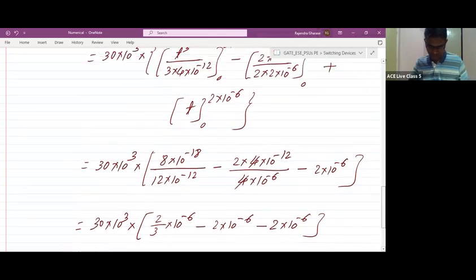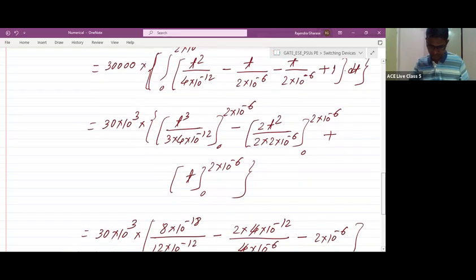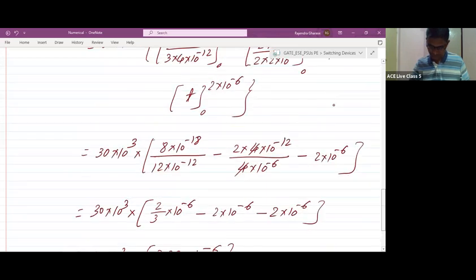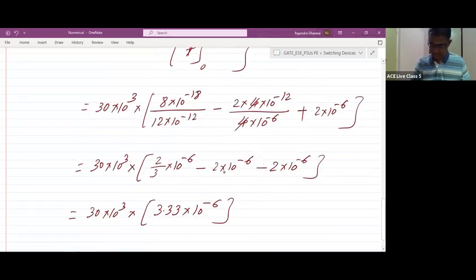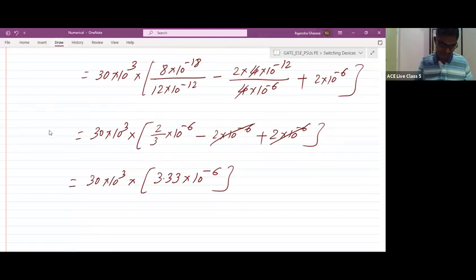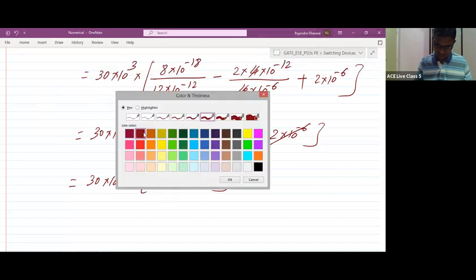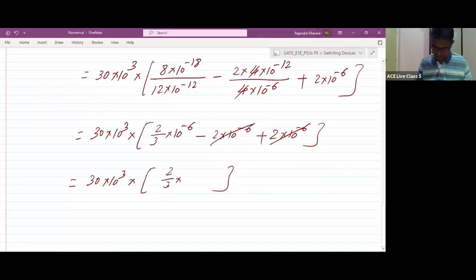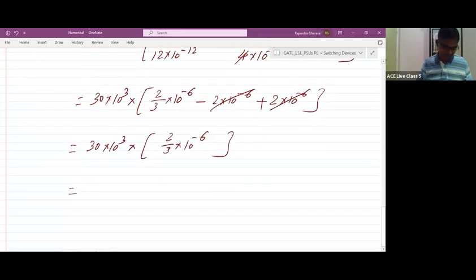Let me check the sign once. Yes, it is a plus, no? So that's why here it is plus. Correct. Plus, so this will be a cancel out. Correct. So therefore, we can get it as 2 by 3 into 10 to the power -6, right? So if we simplify it, we'll be getting it as 2 by 3 into 30, right, into 10 to the power -3. So it is a 0.02 joules.